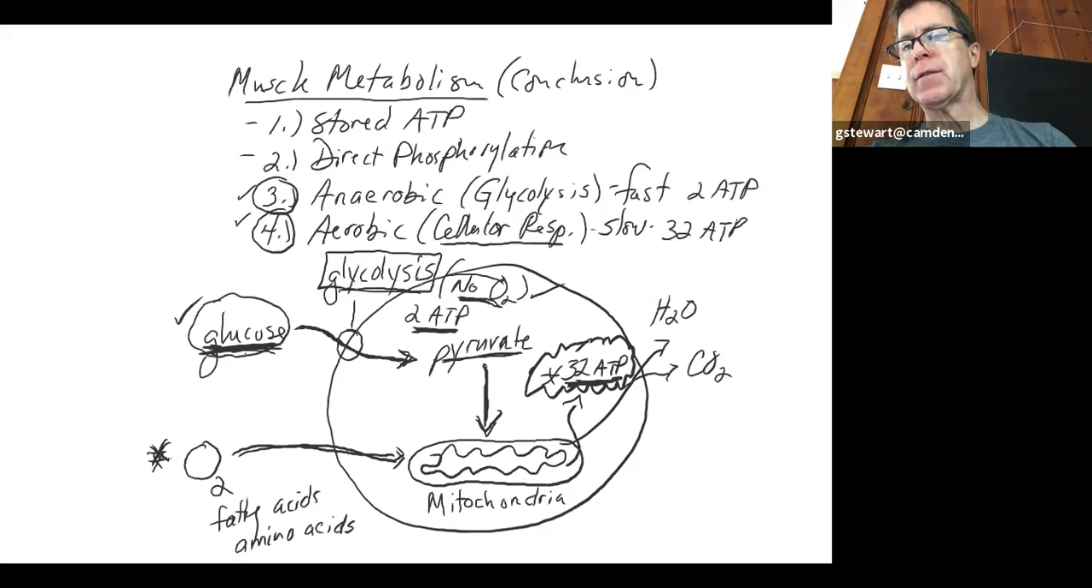During this whole process of cellular respiration, which is very complex, it uses some ATP and cranks out more ATP than it uses. This 32 number is a net gain of 32 ATP from that whole process. So if oxygen is present in muscle cells, the muscle cell will use the aerobic pathway to produce its ATP and sustain a contraction. So I'm going to layer over this.